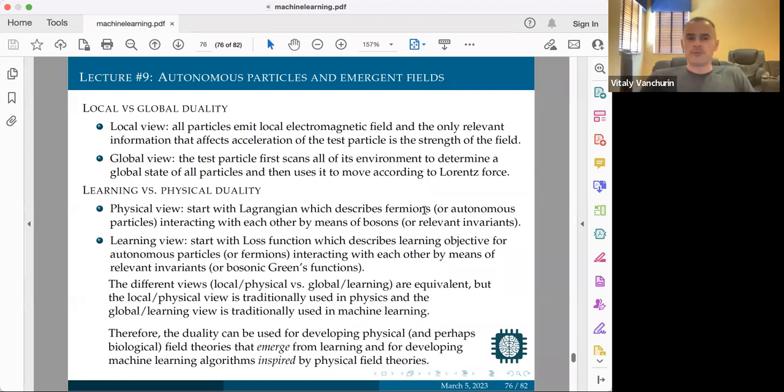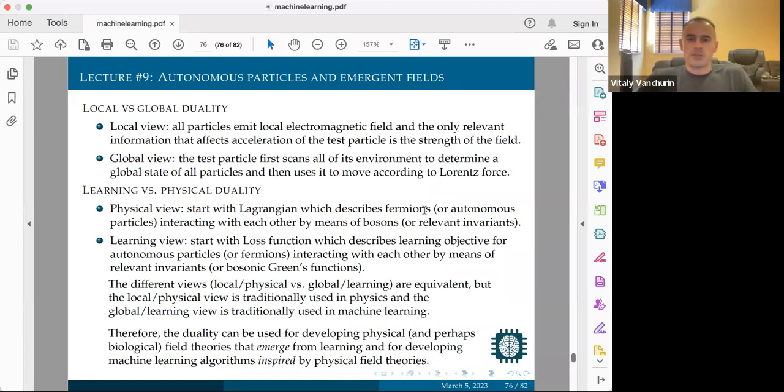Now, the global view is different. The global view is more commonly used in machine learning, or self-driving in this case, where you have a particle that is using its cameras to detect the state of the environment, the global environment. So it knows the position of all cars, of all other obstacles. So it scans it globally, and then calculates some relevant information, and then uses this relevant information to move.